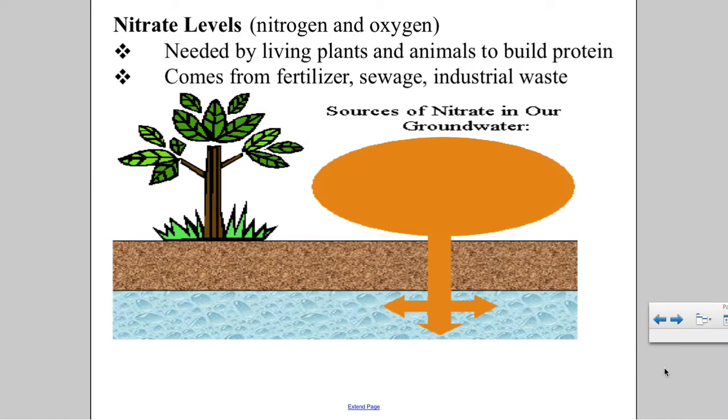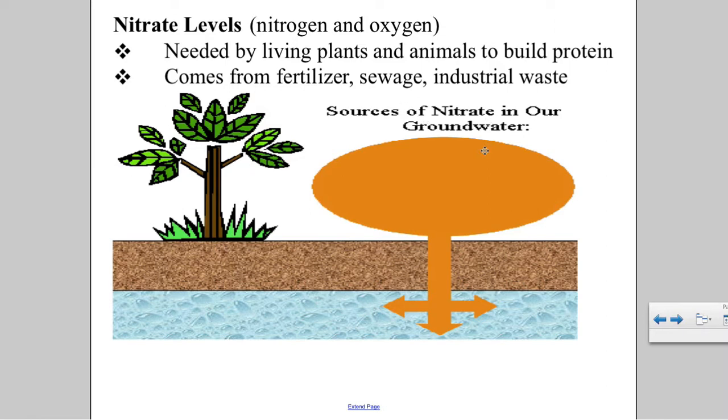There's nitrogen. Remember the nitrogen cycle. Nitrogen gets into everything. Oxygen is also in the atmosphere, so that also gets into things. So whenever something is put back into the ground, fertilizer, sewage, and industrial waste, it's going to also release nitrogen and oxygen, which is very important because it provides a protein for our living plants and our animals.